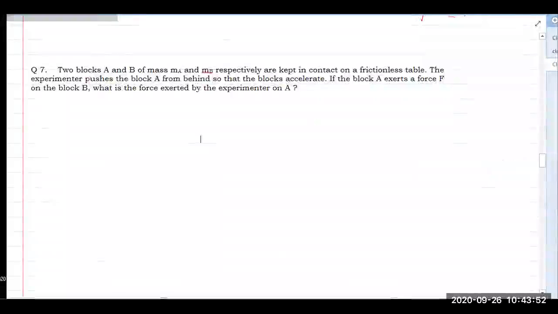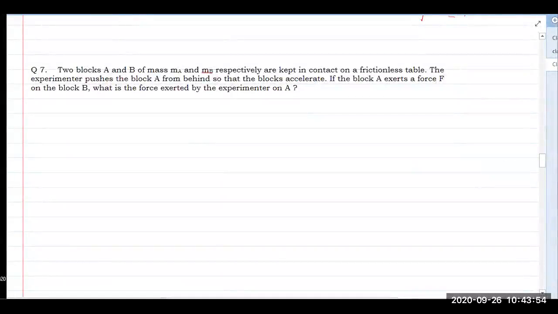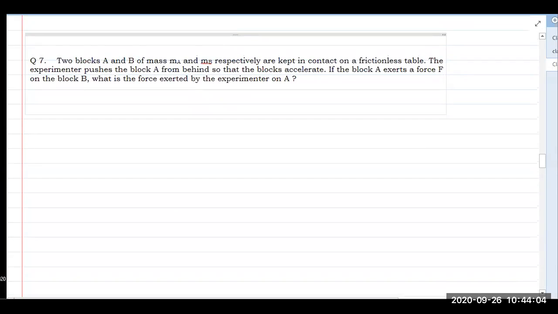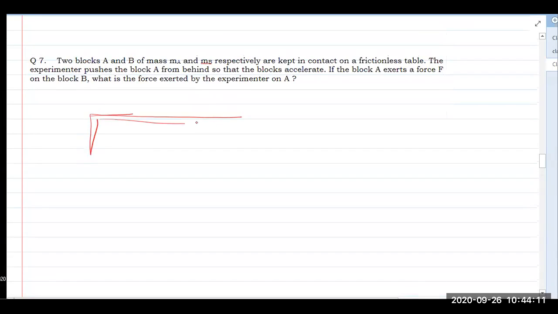Two blocks A and B of mass MA and MB respectively are kept in contact on a frictionless table. So suppose this is a frictionless table, and these two objects are kept in contact.